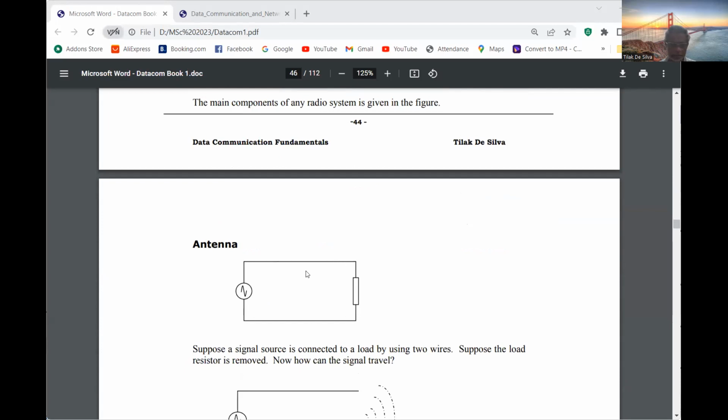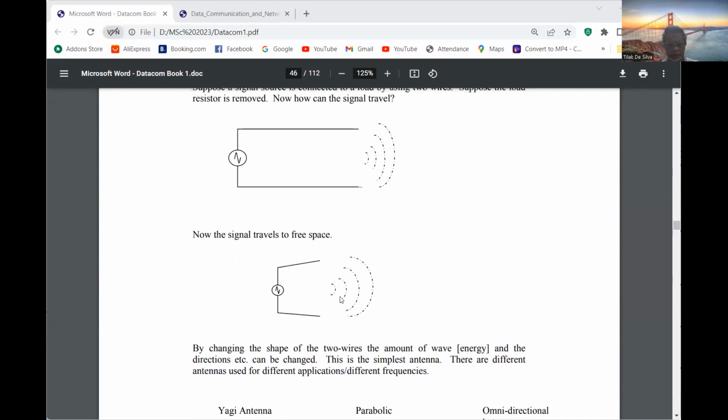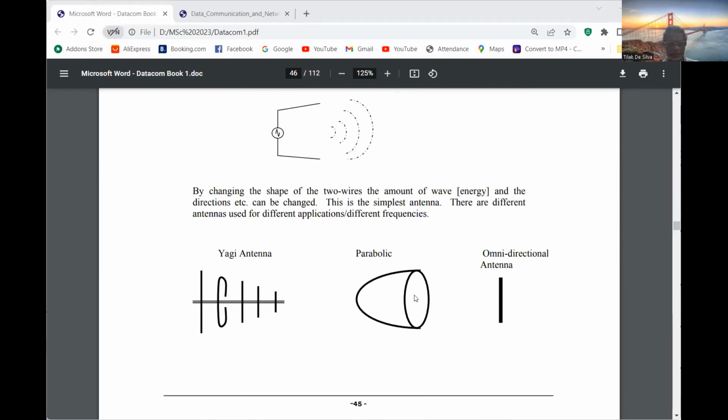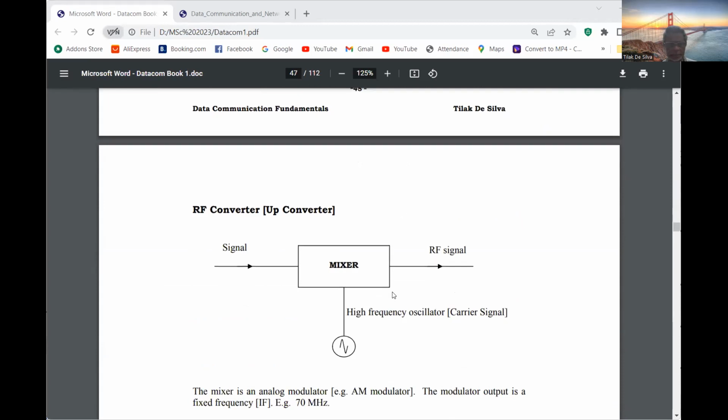It's a circuit like this. At the end it is open. When it is open, it is going as the electromagnetic wave to the free space. That is how the antenna is working. And there are different types of antennas: Yagi antenna, parabolic antenna, omnidirectional antenna, like that.